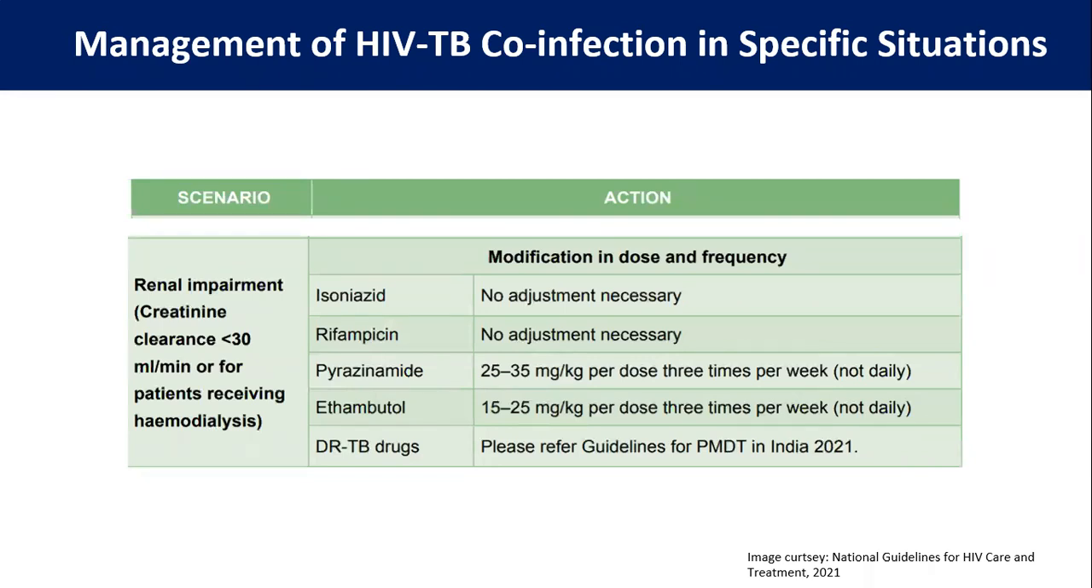So in case of renal impairment, as we said, isoniazid and rifampicin don't need any dose modification. However, pyrazinamide and ethambutol need modification. As per their dose, three times a week, we can provide both pyrazinamide and ethambutol, and we should not provide daily doses. That is, on alternate days, we have to provide it.